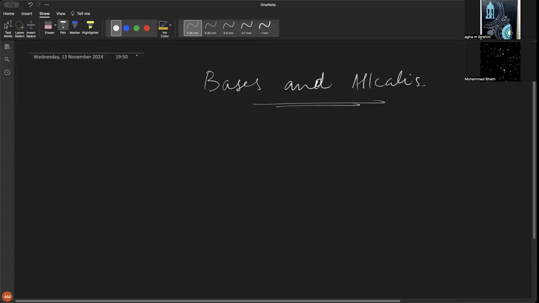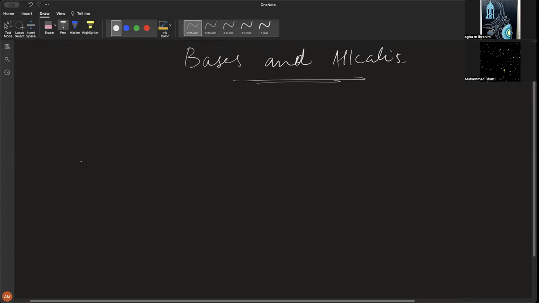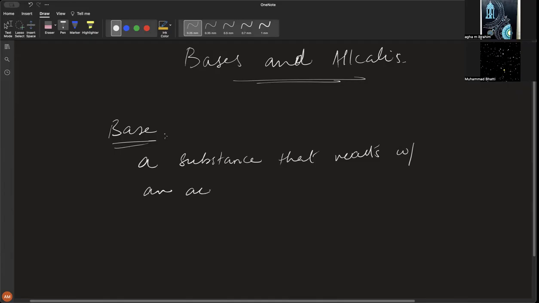Let's get into a formal definition. What is a base? What is a base actually? It is a substance that reacts with an acid to give a salt and water only.